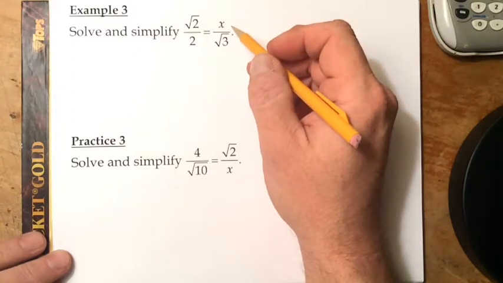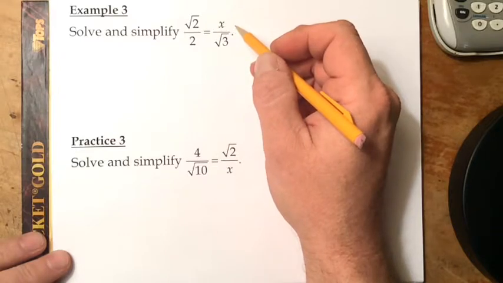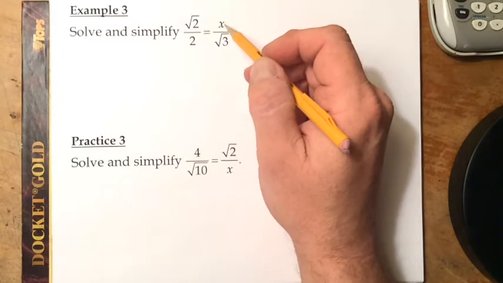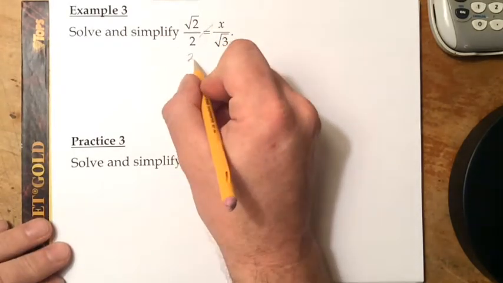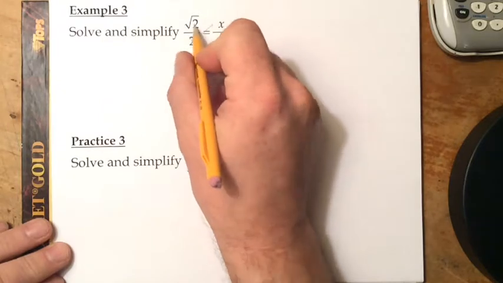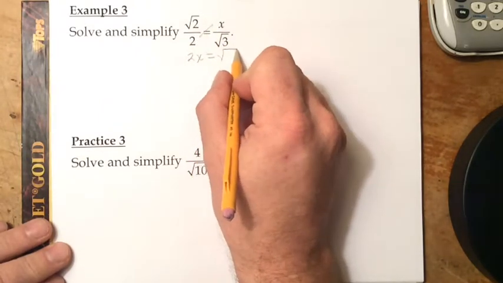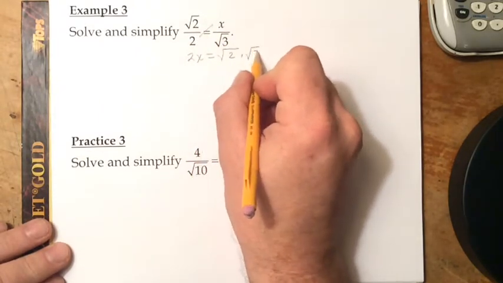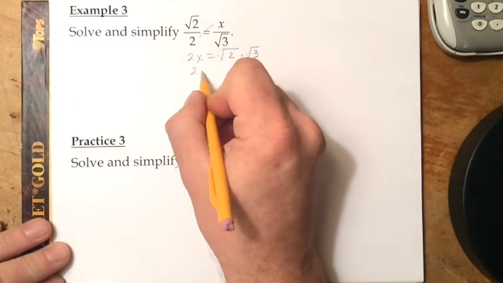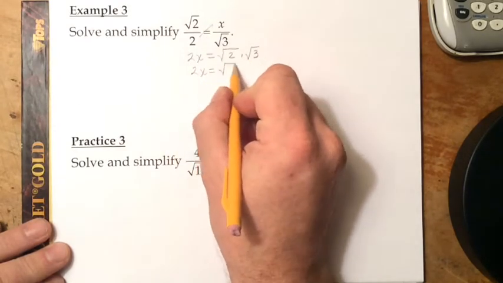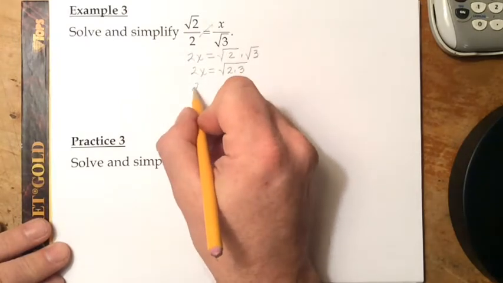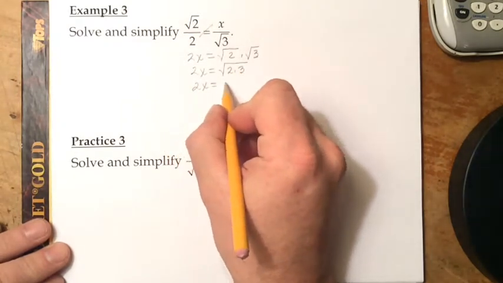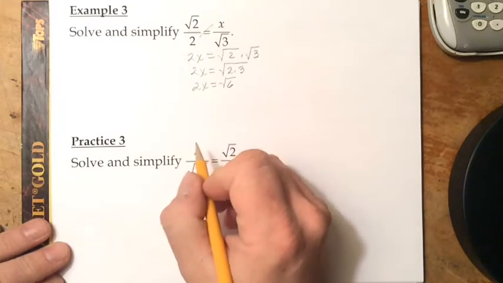Example 3, solve and simplify. The square root of 2 is to 2 as x is to the square root of 3. Since this is a proportion, we can cross multiply. So I cross multiply this way, I get 2x. Cross multiply this way, I get the square root of 2 times the square root of 3. This gives us 2x equals, putting everything underneath one radical, the square root of 2 times 3. Simplifying that, I get 2x equals the square root of 6.